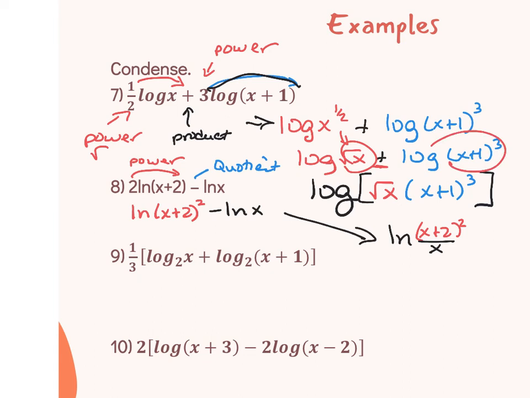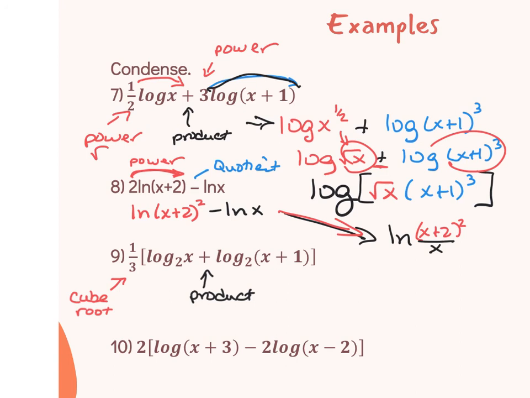Then for number 8, again, I move the exponent back first using the power property, and then next I went ahead and turned it into a quotient by turning it into a fraction. Number 9, we've got a 1/3 out front here. So this tells me I'm going to have a cube root in here. I've got a plus sign. This is telling me I'm going to be using the product property.